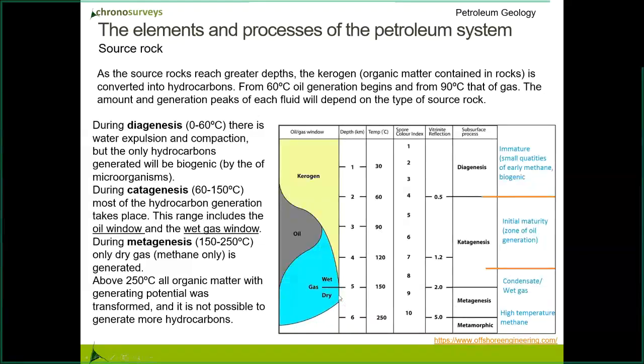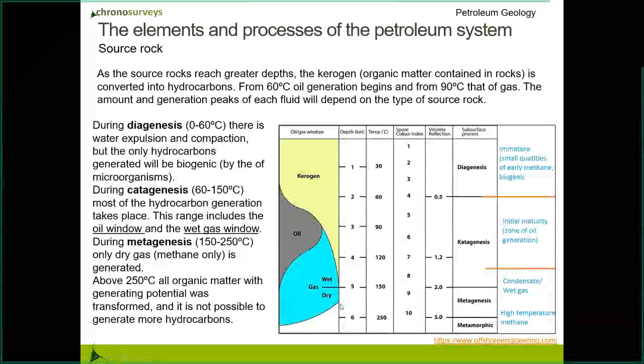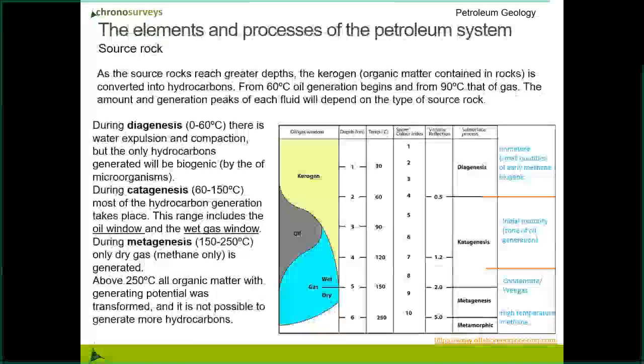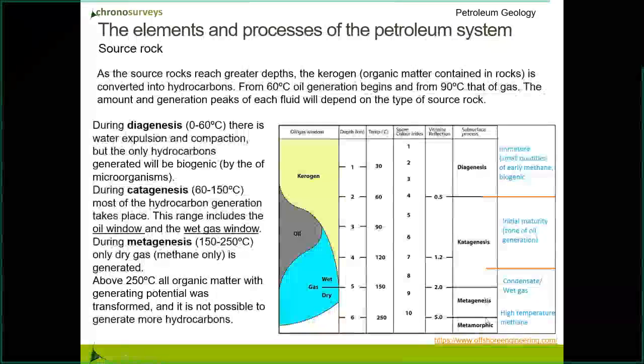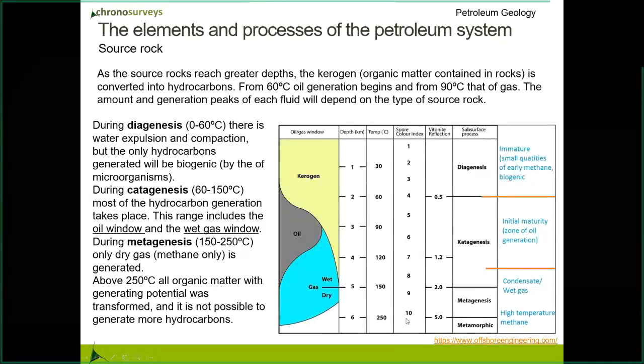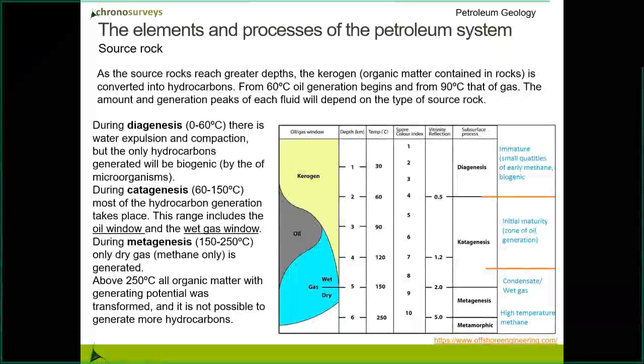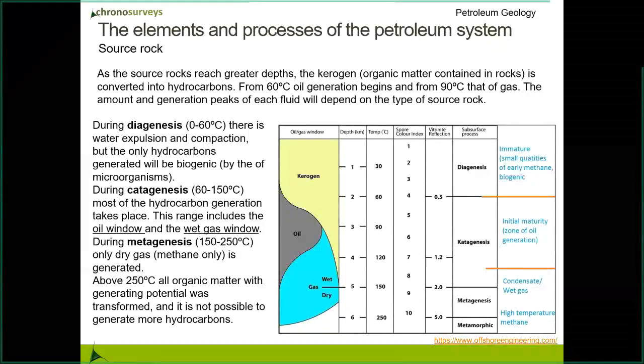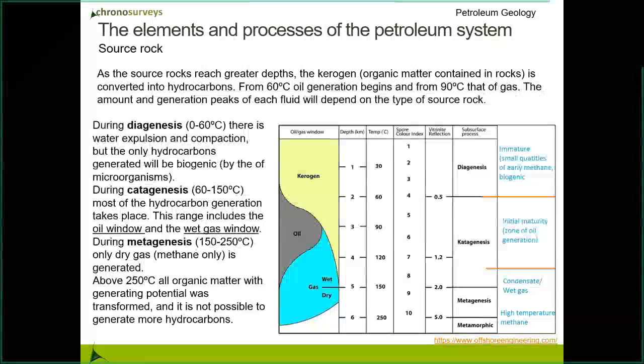Above that, you'll have some gas generation, but it will be mostly dry gas, meaning that it's a very pure gas containing very few liquid hydrocarbons. That's called metagenesis, and it goes up to about 250 degrees. Above that, you're in the metamorphic domain, let's say, and the source rocks will have generated all the hydrocarbons they can generate. There's no further potential for generating hydrocarbons above 250 degrees.